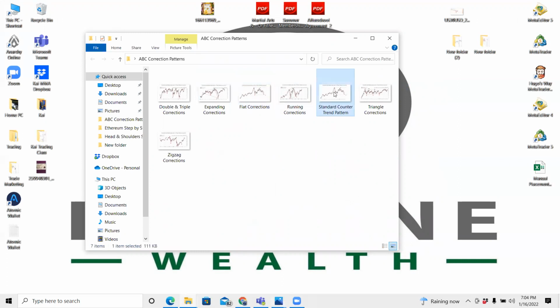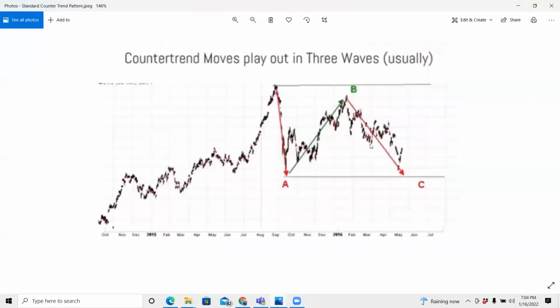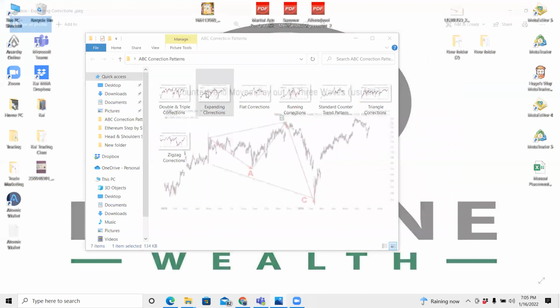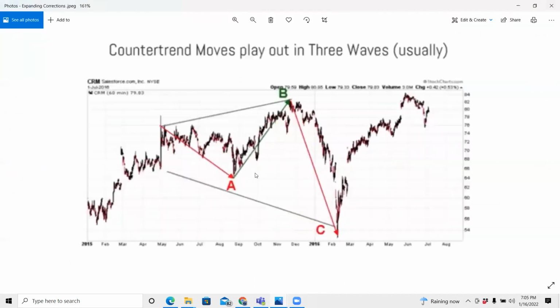So this is our standard counter trend pattern. Take a look. I'll make a video a little later on the ABC correction patterns. All right, typical pattern. Now, if this was what happened all the time, trading would be amazing, and we'd always make money. So that's one of the patterns that we have here. The next one that we're going to have is an expanding correction. Let's take a look at the expanding correction.